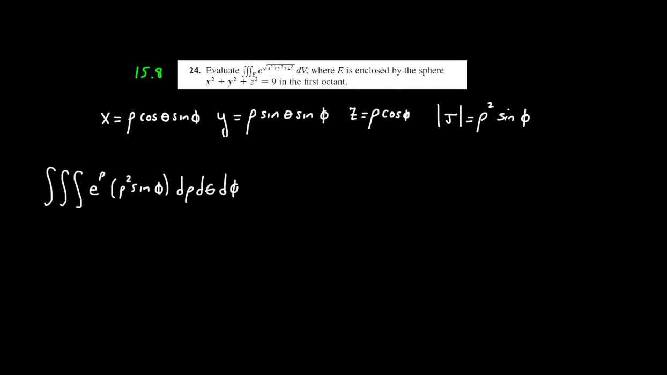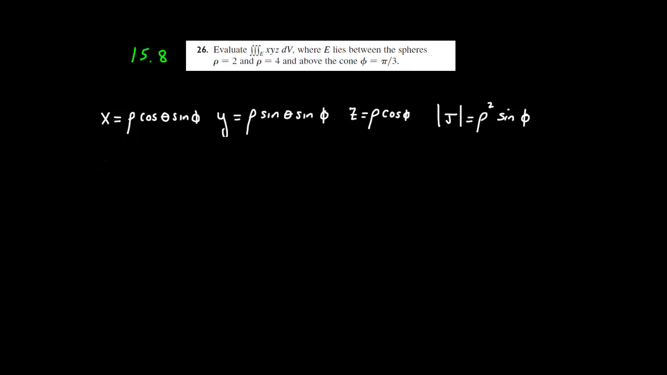And what are we given? The first octant of that sphere. So first octant, that's fine. We're going to go from 0 to pi over 2 in phi, and then 0 to pi over 2 in theta, and then 0 to 3 in rho.